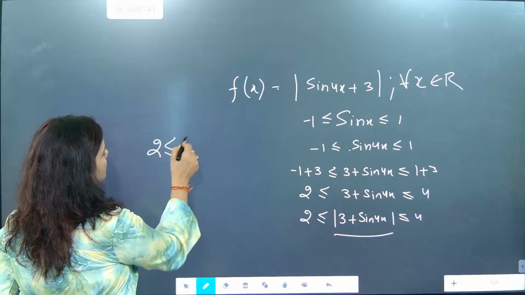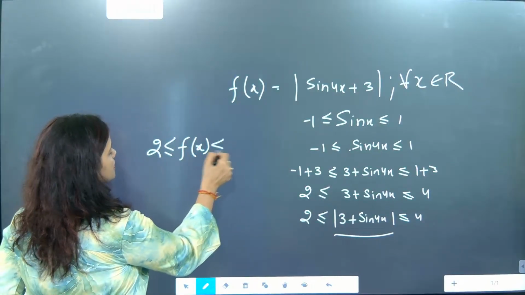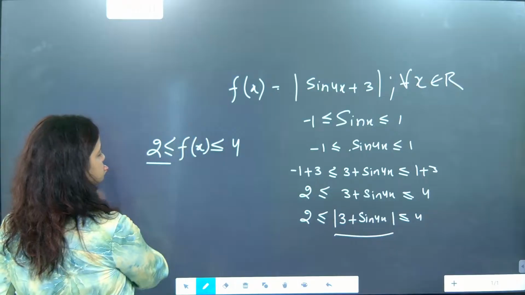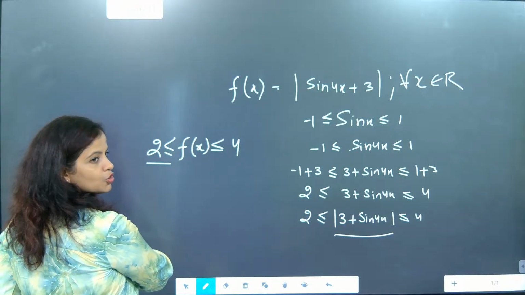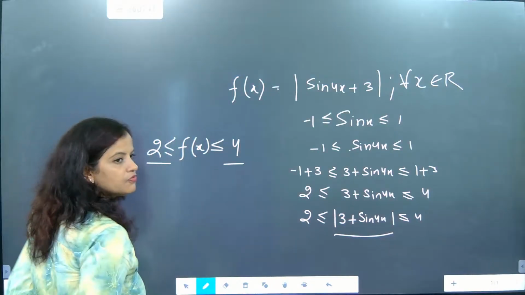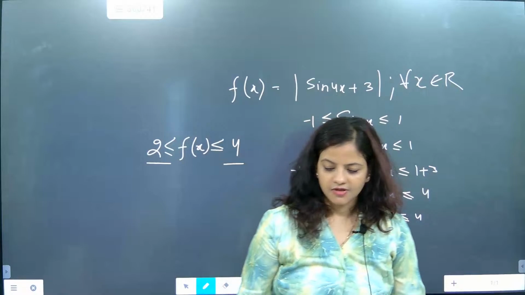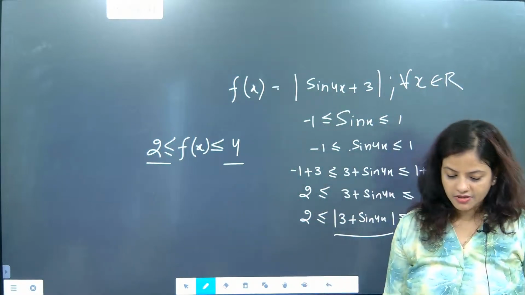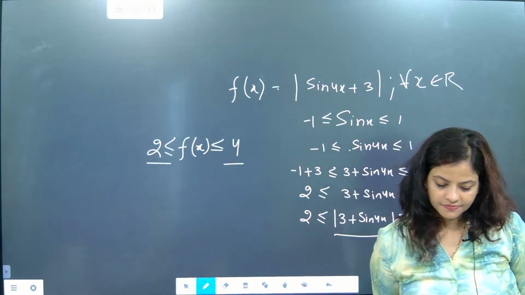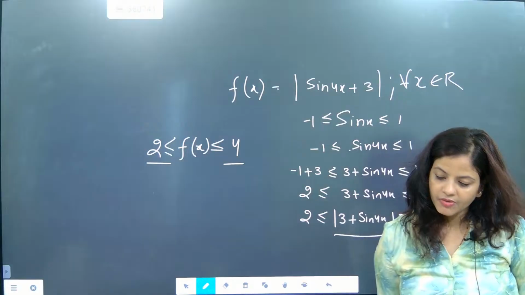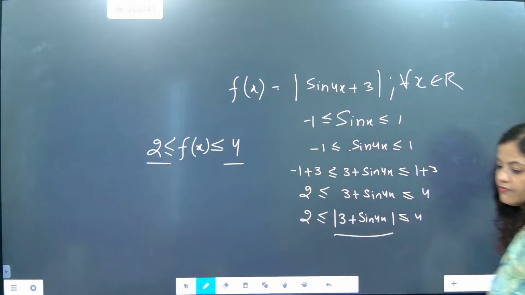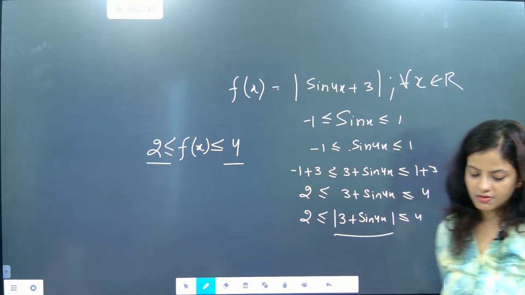You got the answer. What is the minimum? 2. What is the maximum? 4. Story over. That's it. Minimum you are getting 2, maximum you are getting 4. That's it. Over.